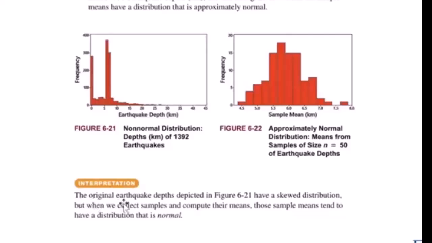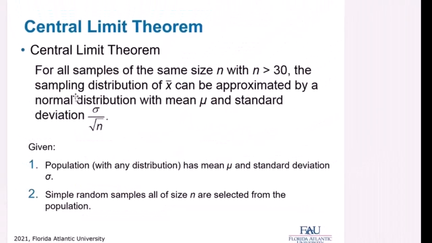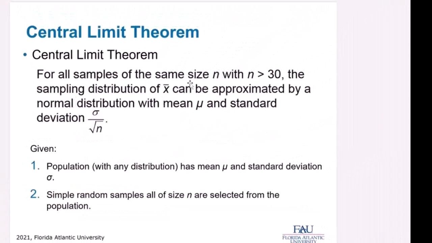The interpretation. The original earthquake depths depicted in figure 6-21 have a skewed distribution, but when we collect samples and compute the mean for each of the samples, those sample means tend to have a distribution that is normal. We can take this data and turn it into something like this using the central limit theorem. For all samples of the same size, n greater than 30, the sampling distribution of x bar can be approximated by a normal distribution with mean mu and standard deviation sigma over the square root of n, where n is the sample size.